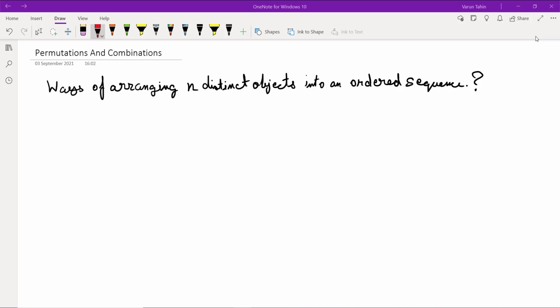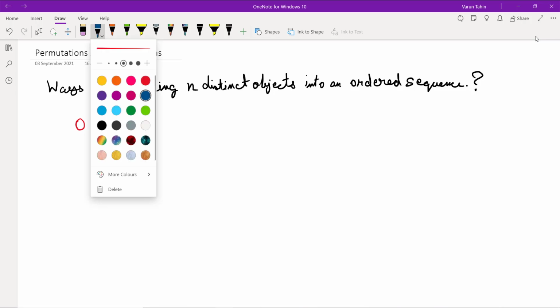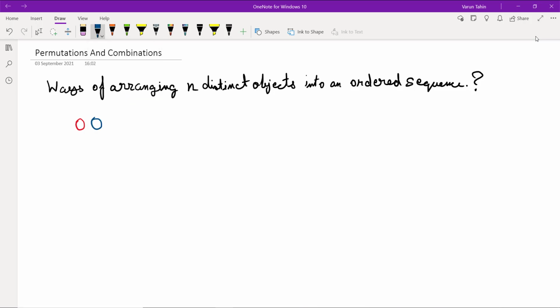Okay, let's say that we have two different color balls. One is red and the other one is blue. Okay, so guys, how many different ways can we think of arranging them in sequence? Exactly. So there are only two different ways, which is first red and then blue, and then first blue and then red. Okay, so exactly two ways of doing this.